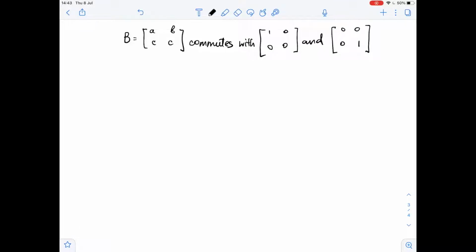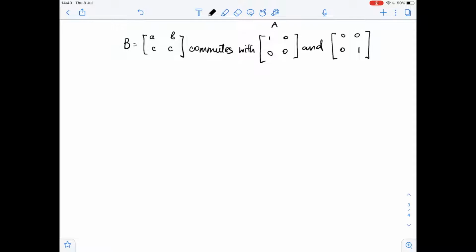So we know that matrix B commutes with these two given matrices. Let's call them A1 and A2. So for matrix B to commute with matrix A1, B times A1 needs to be equal to A1 times B. And for B to commute with matrix A2, B times A2 needs to be equal to A2 times B. So let's start with A1.